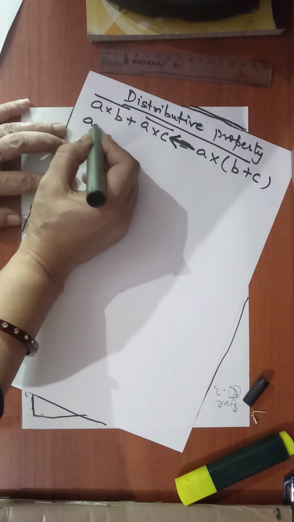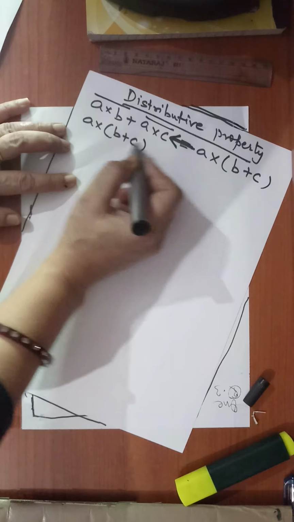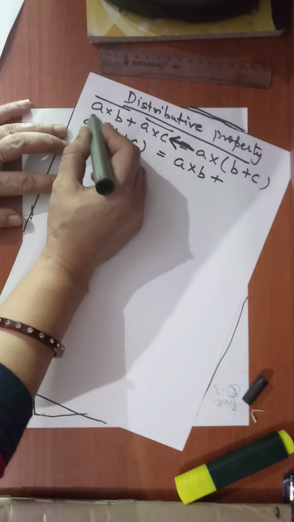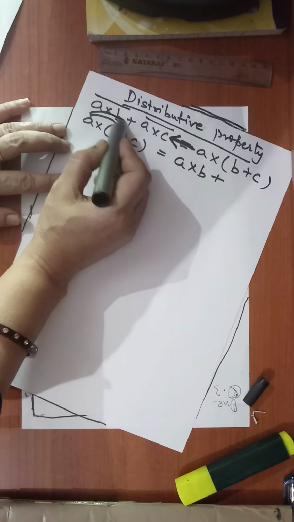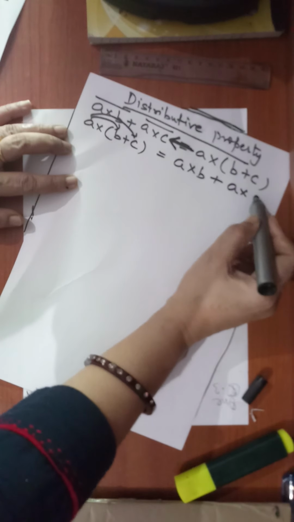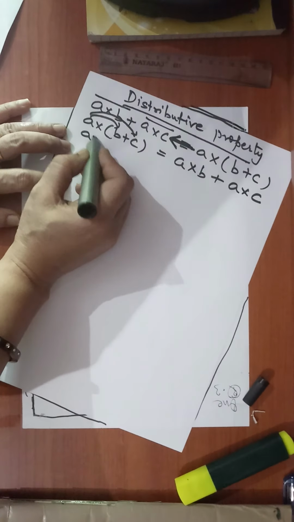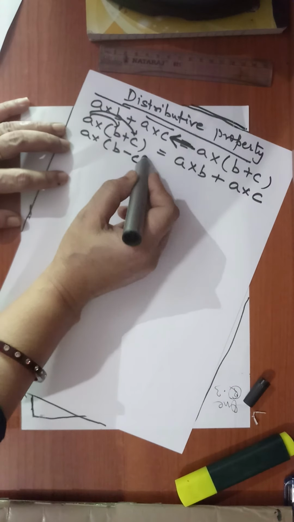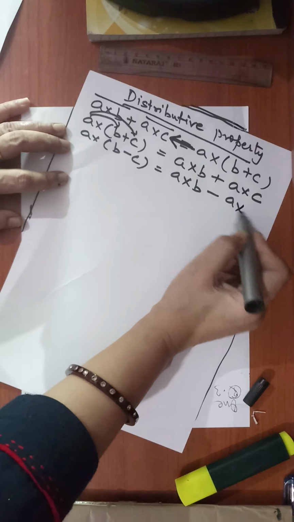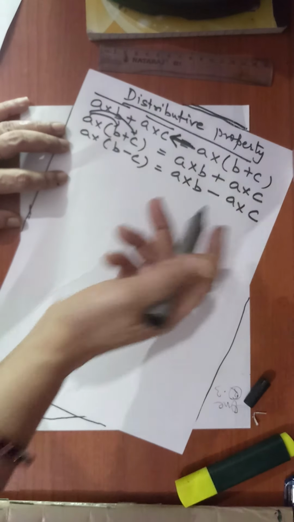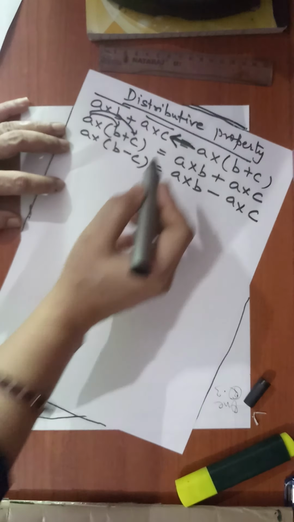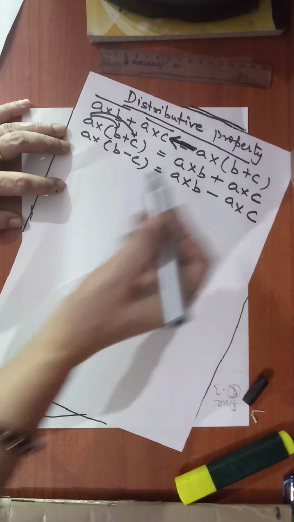Now reverse part means A multiplied by B plus C can be written as A multiplied by B plus, that means this is to be multiplied by this, and the same thing to be multiplied by C also. So A multiplied by C also. Now in the same way, suppose we have A multiplied by B minus C, then we have A into B minus A into C. So just the reverse of distributive property. Not reverse, it is also distributive property. Just the reverse part questions we are going to do.